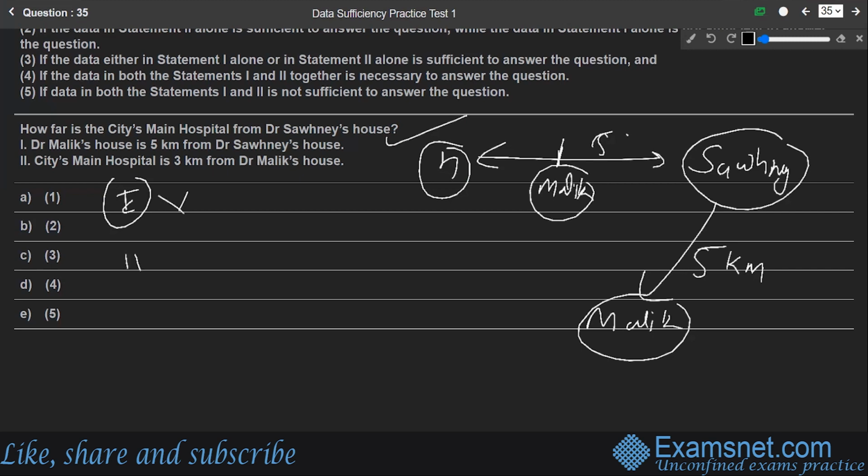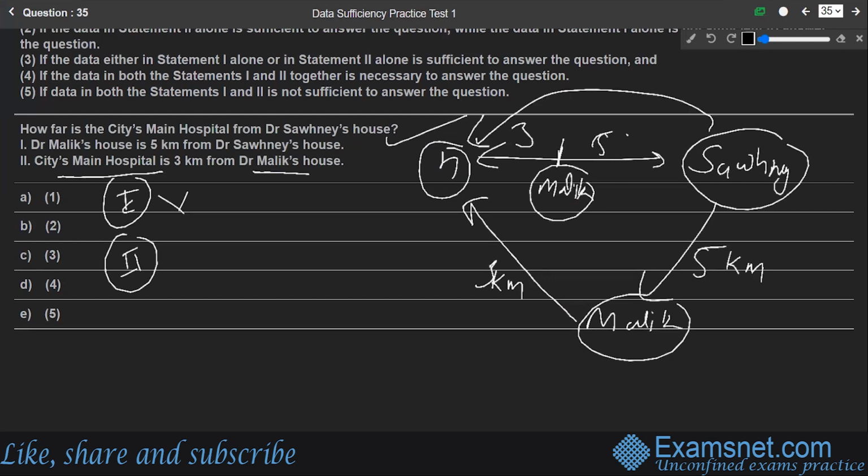Okay, let's see the second one. The second statement says the city's main hospital is 3 kilometers from Dr. Malik's house. Again, the same situation: from Malik's house, the main hospital is 3 kilometers away, but from which direction is not clear. If it is falling on the same path, then we can answer yes, the hospital is 8 kilometers away from Sahni's house. But if it is not on the same path, or is on different sides, then we cannot simply add these two and answer the question, because the direction is not mentioned. So the information provided in both statements together is not sufficient to answer the question. E is the right answer, 5.